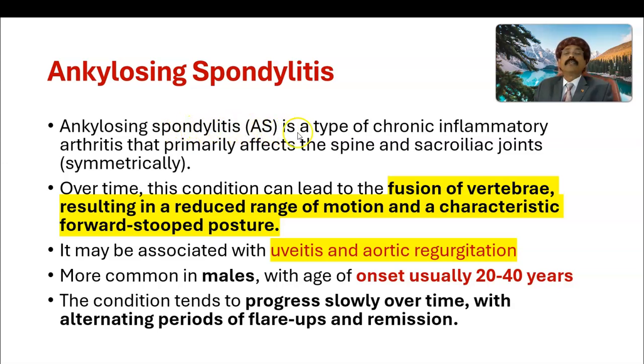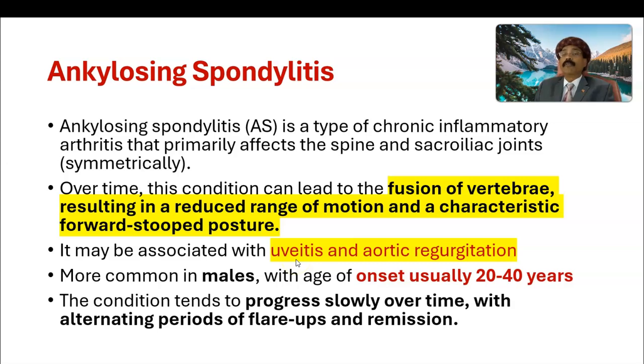Ankylosing spondylitis is a type of chronic inflammatory arthritis that primarily affects the spine and sacroiliac joints, and these are usually symmetrical. Over time, this condition can lead to fusion of vertebra, resulting in reduced range of motion and a characteristic forward stooped posture. It may be associated with uveitis and aortic regurgitation.